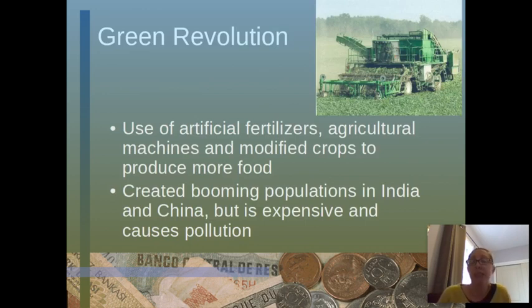We've also seen since the 1950s into the current era a green revolution. So this is, not new, but in the past several decades, we're using artificial fertilizers. We're using large agricultural machines. We're modifying crops using genetically modified organisms to produce more food. This has allowed us to create surpluses in areas that had previously struggled to meet the needs of their growing populations. And we've seen in India and China, they have booming populations.